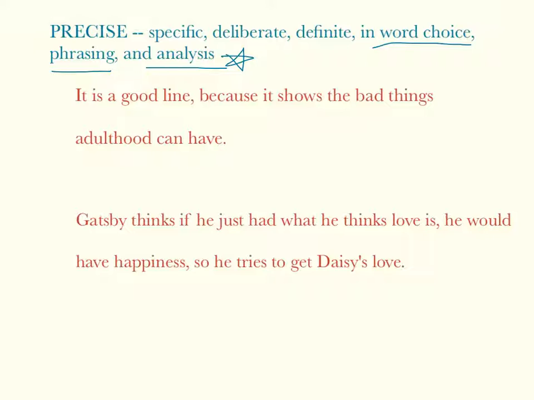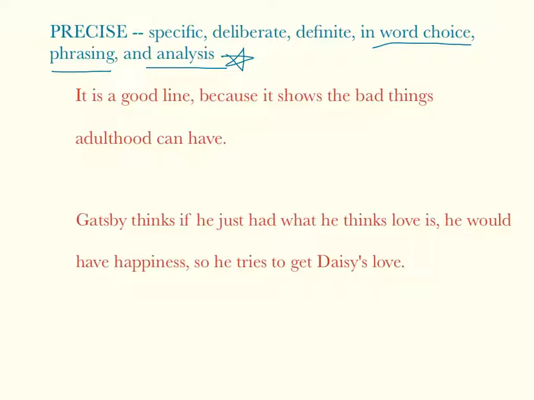"Okay, so it is a good line because it shows the bad things adulthood can have. And Gatsby thinks if he just had what he thinks love is, he would have happiness. So he tries to get Daisy's love." So pause and think about where more precise word choice, more precise phrasing and analysis could come into these sentences.